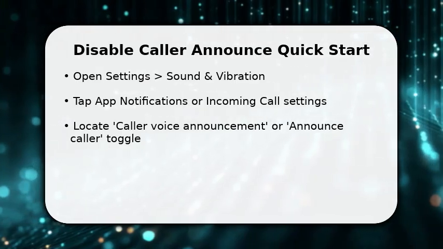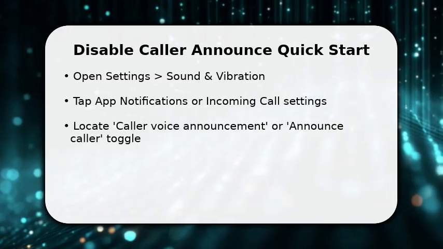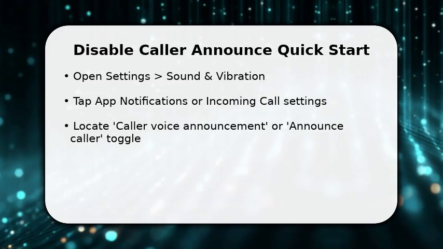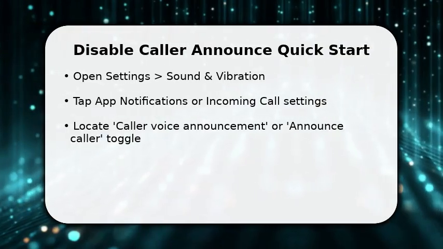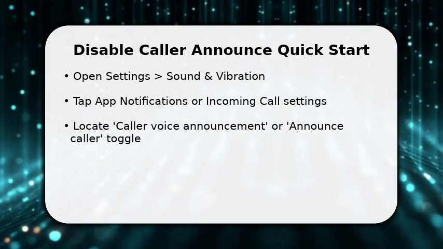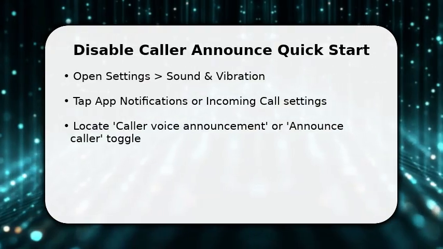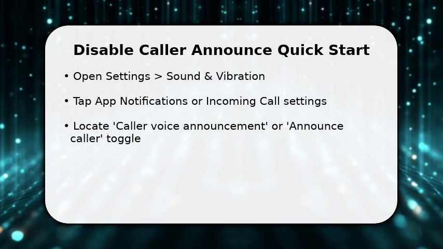You want to find a setting labeled Caller Voice Announcement, Announce Caller, or similar. Some ColorOS versions group it under Notifications. Toggle it off to stop spoken names. If you don't see it yet, proceed to the next slide to check accessibility and app-level controls.